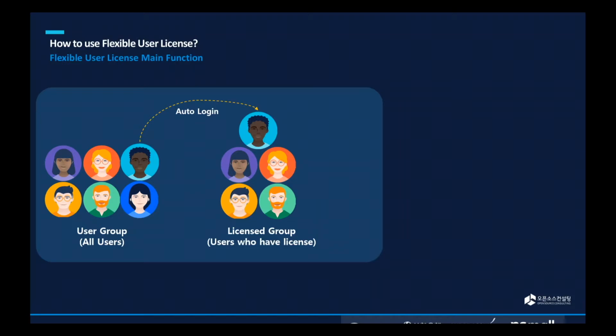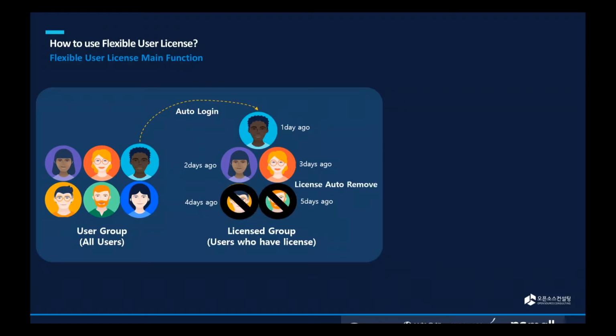For example, the admin can configure the setting to remove licenses of users who have not logged into the product over 4 days from today. If each user in the licensed group logged in 1 day ago, 2 days ago, 3, 4, 5 days ago, once the auto-remove function activates, 2 users who have not logged in for 4 days or more are removed from the licensed group. This way, the app acquires extra licenses and these are assigned to newly logged in users.